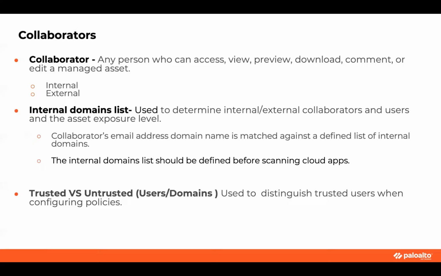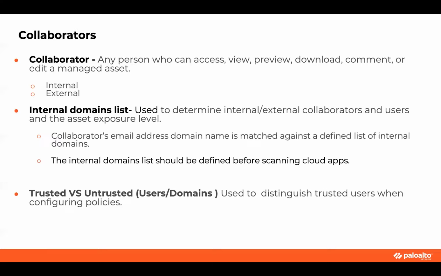Collaborator. A collaborator is someone who can access, view, download, comment, or edit an asset. We have internal to the company and external collaborators. The next concept is essential to understand when starting to work with SaaS Security API. We will look into it again later. An internal domain list is the list that needs to be defined by the user before adding and scanning a cloud app. This list is used to determine internal and external users and also the asset exposure level. The collaborator email address domain name is compared against this list. If it matches, it means the collaborator is internal to the company.